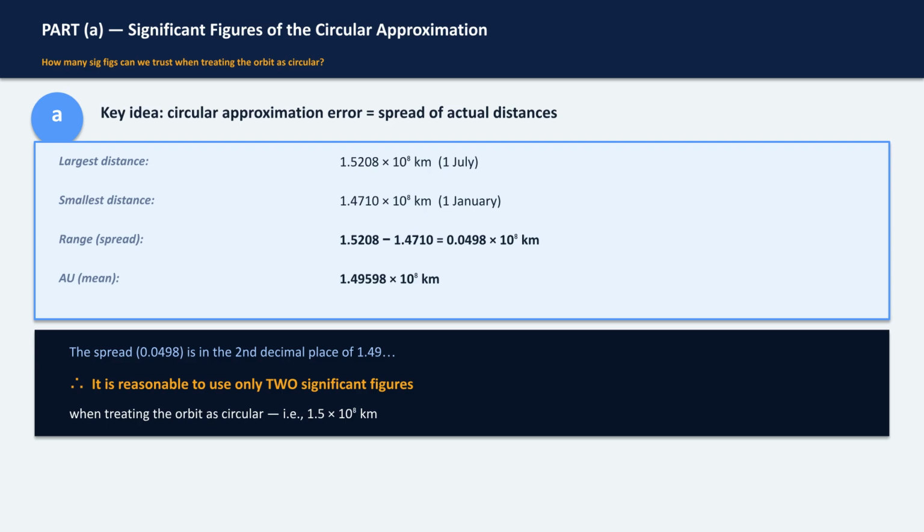Now look at where that spread sits in the number 1.49598. The variation of 0.0498 affects the second decimal place, the digit after the decimal point in 1.49. So the uncertainty kicks in at the second significant digit after the leading one. That means we can only trust 2 significant figures. In other words, saying the Earth-Sun distance is approximately 1.5 times 10 to the 8 kilometers, just 2 significant figures, is about as precise as the circular approximation allows.